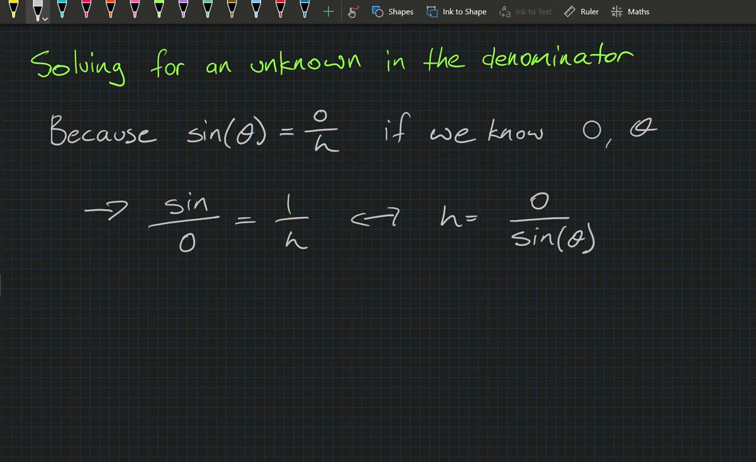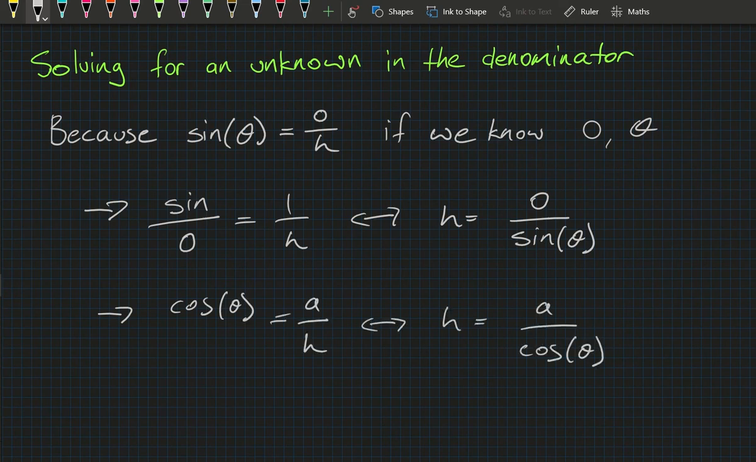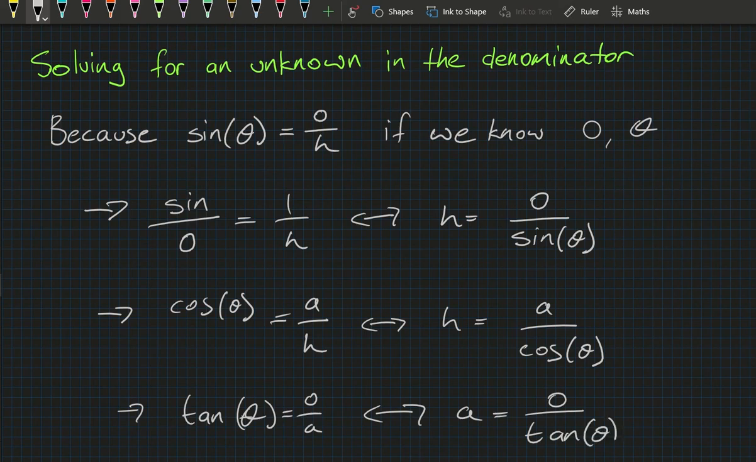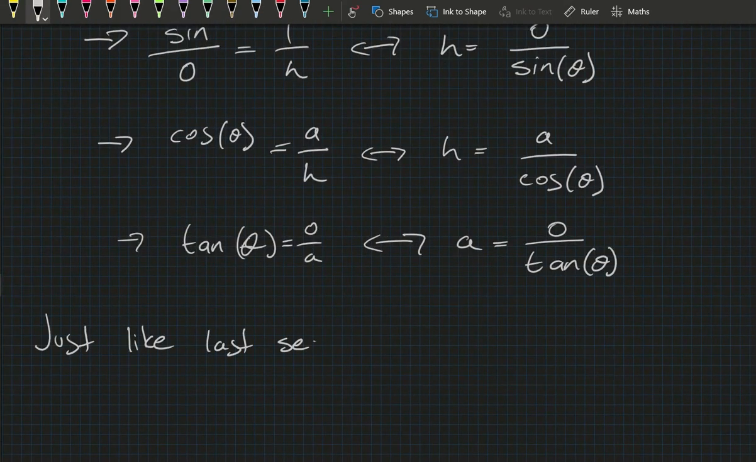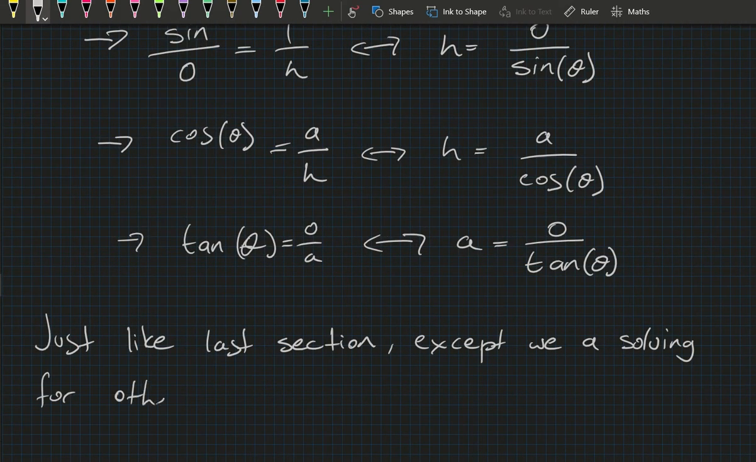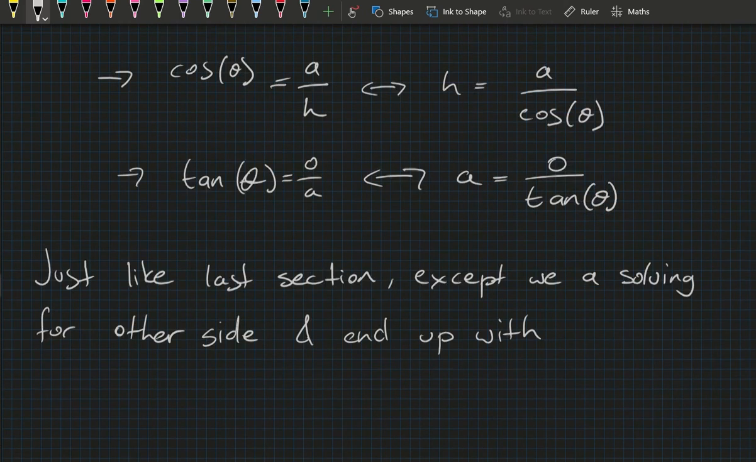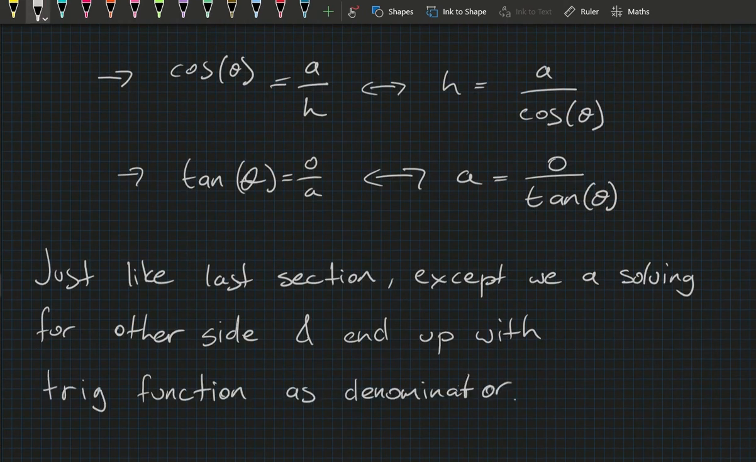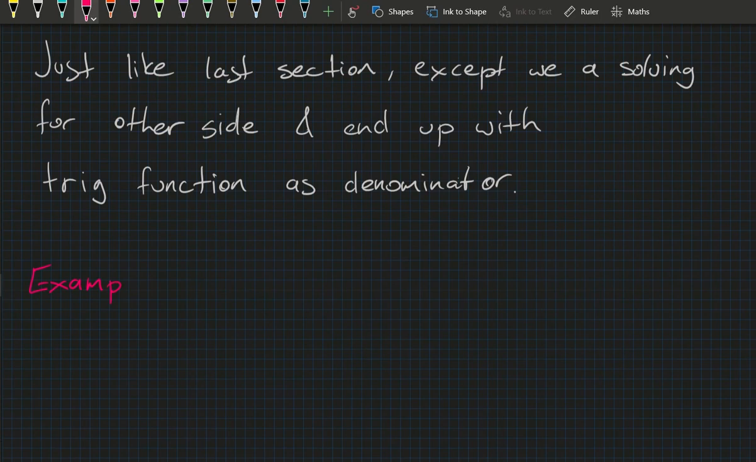And using the exact same process, because cos of theta equals the adjacent over hypotenuse, then h equals adjacent over cos. And with tan equal to opposite over adjacent, then the adjacent is equal to opposite over tan. So this is just like the last section, except that we're solving for the other side and end up with our trig function as a denominator. All right, let's put this into action with example 2.